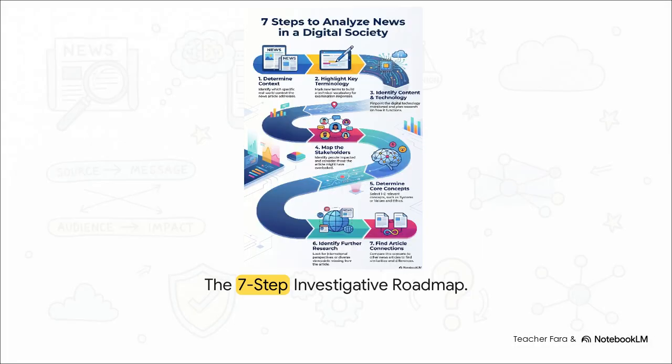All right, let's dive into the master plan. This right here is the 7-step investigative roadmap. Consider this your ultimate toolkit, kind of like a Swiss Army knife for dissecting absolutely any digital society news article you come across. From figuring out the initial context all the way to finding broader global connections, this is your complete blueprint for critical thinking.